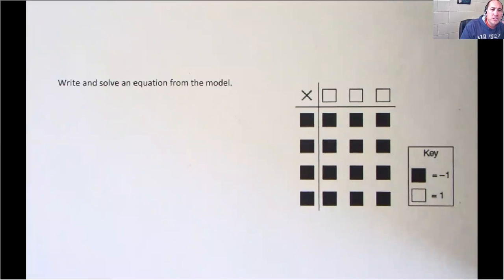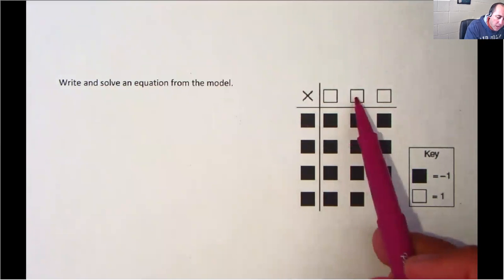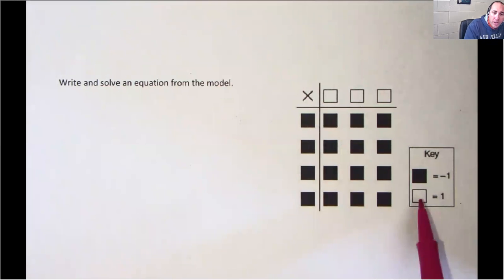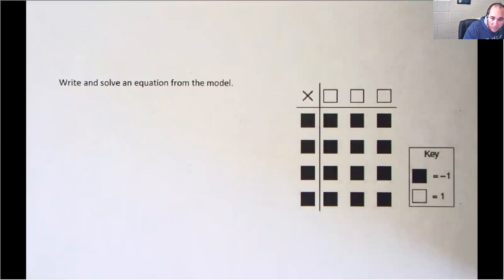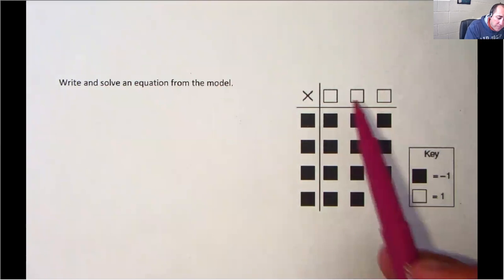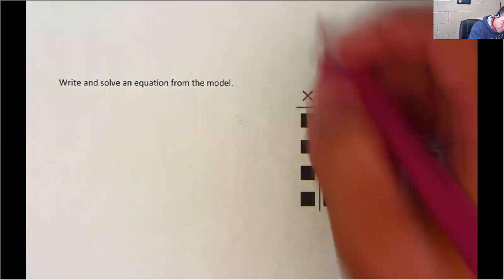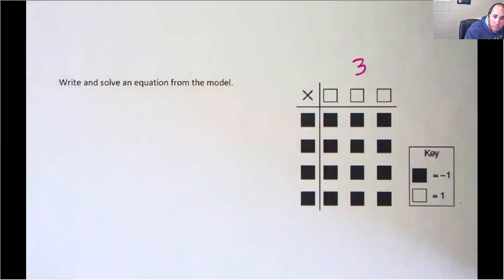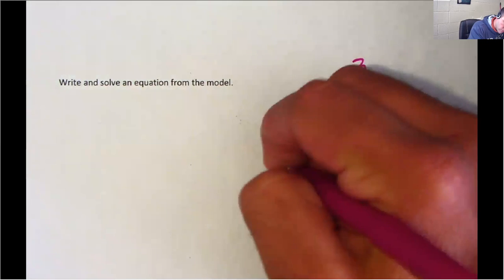All right. Next one is a modeling question. Write and solve an equation from the model. Notice the white block squares. They represent your positives. Your black block squares represent your negatives, according to the key. How many positives do I have? 1, 2, 3. How many negatives? 1, 2, 3, 4.